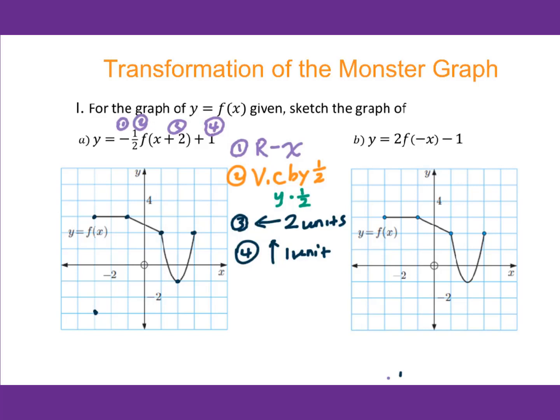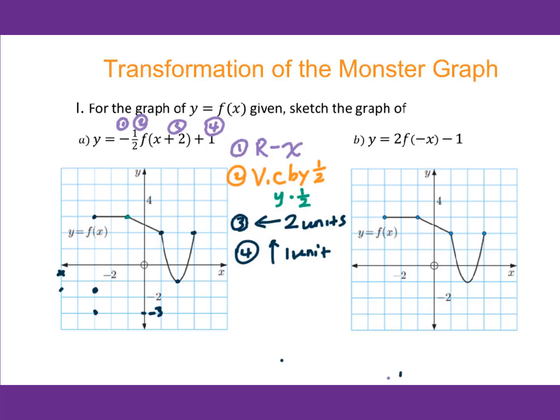Then vertically compressed by 1/2 means the y coordinates. This is -3. I divided by 2. That will be -1.5. So go over here. Then move to the left 2 units. Then go up 1. Cross will be the final point after you did this transformation.